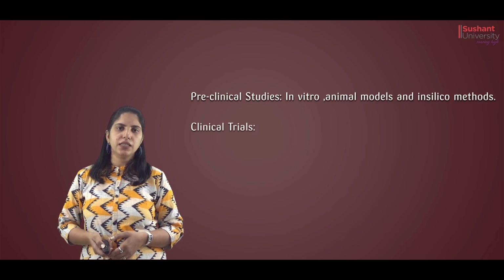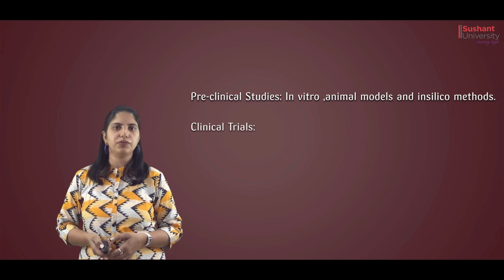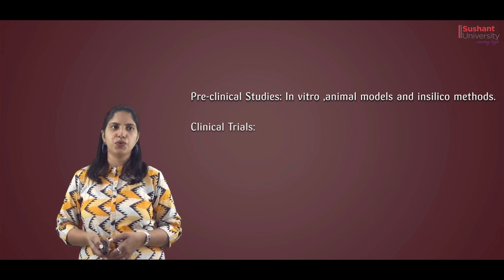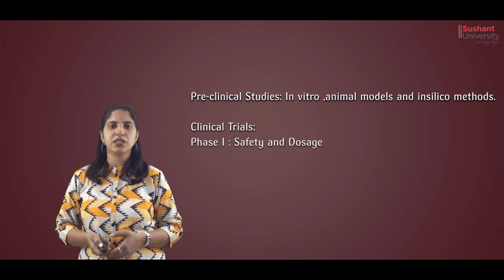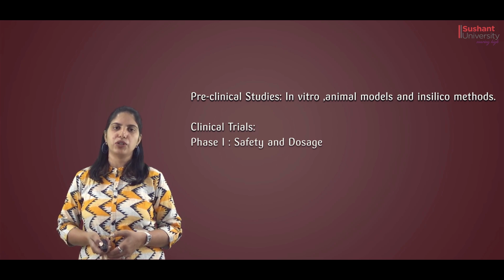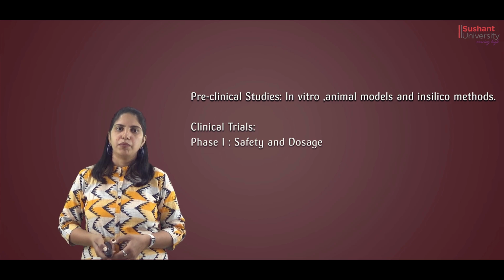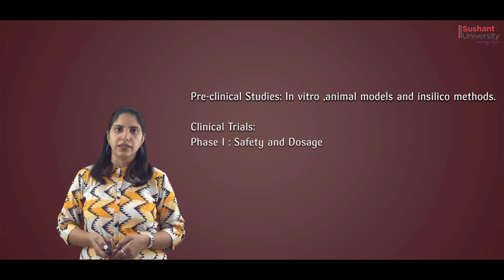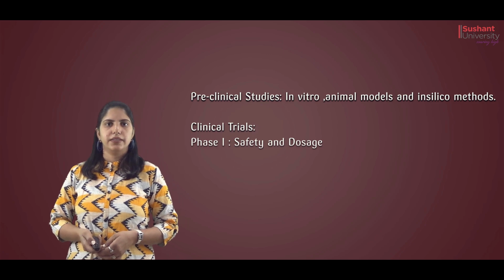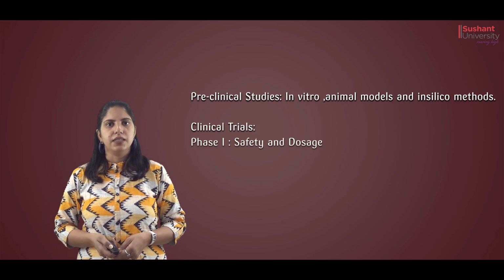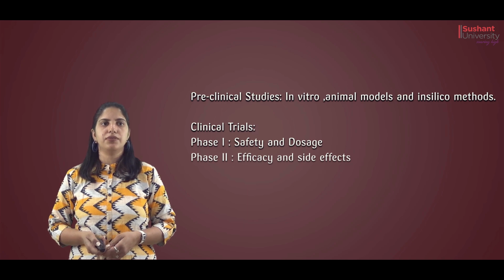Next, coming to the clinical trials. In clinical trials, we have 4 different phases, that is phase 1, phase 2, phase 3, and phase 4. In phase 1, it is generally to look for the safety and dosage of any particular drug. About 100 healthy human volunteers are there in phase 1 studies.